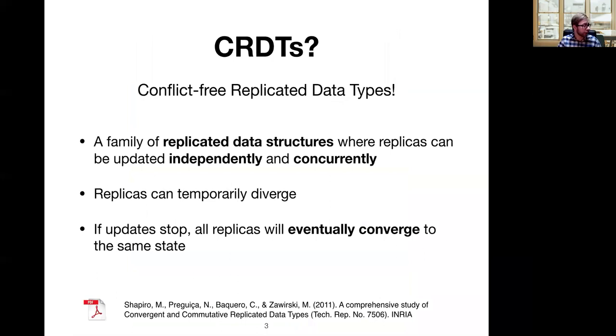An example of something that is eventually consistent are CRDTs, or conflict-free replicated data types. And we all know CRDTs, they're a hot topic in this workshop, but let me give a quick reminder. CRDTs are a family of replicated data structures where replicas can be updated independently and concurrently. They can diverge, but if all updates stop, they eventually converge to the same state. And this is quite powerful.